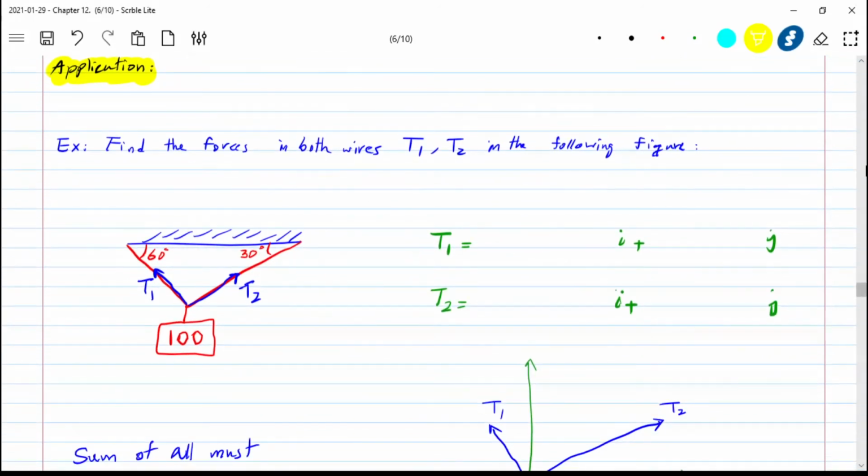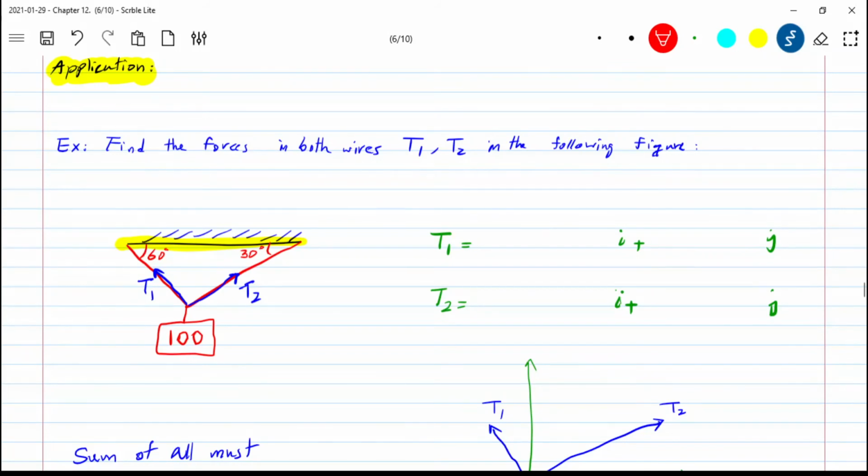So let's say there are 2 wires. This is a ceiling, for example, here. And the 2 wires are attached to a weight of 100 pounds. And these wires hold this weight. And there are forces along each direction. Let's call them T1 and T2 along the wires 1 and 2. And we want to figure out what is the amount of force in each direction.